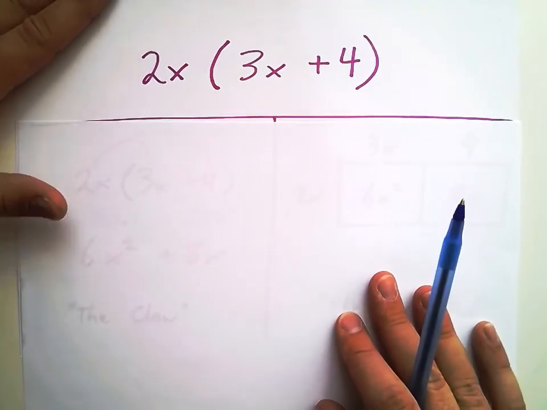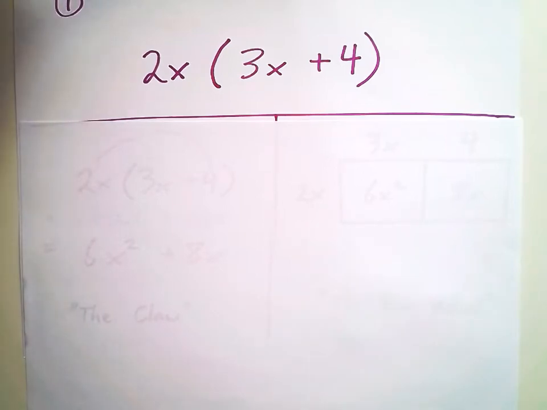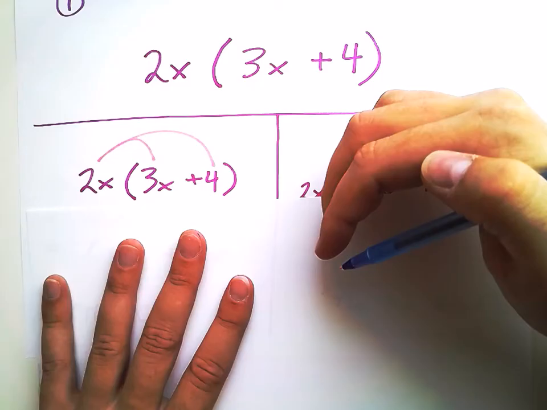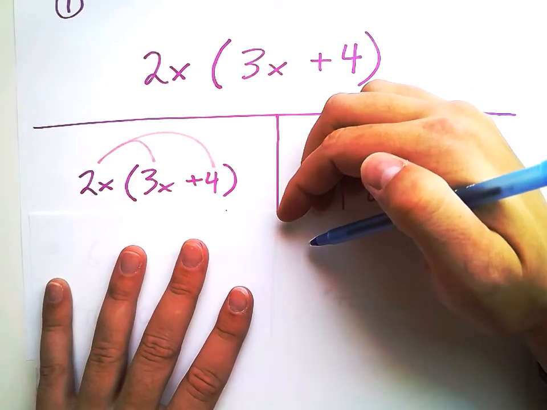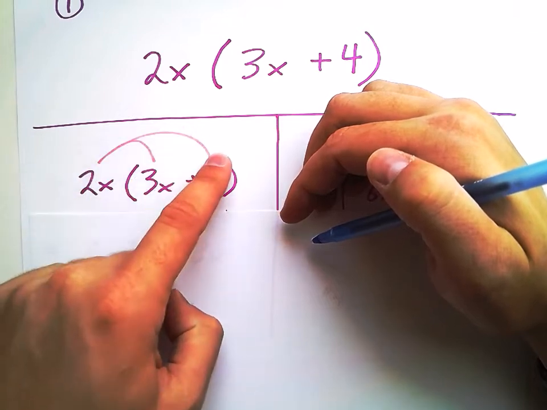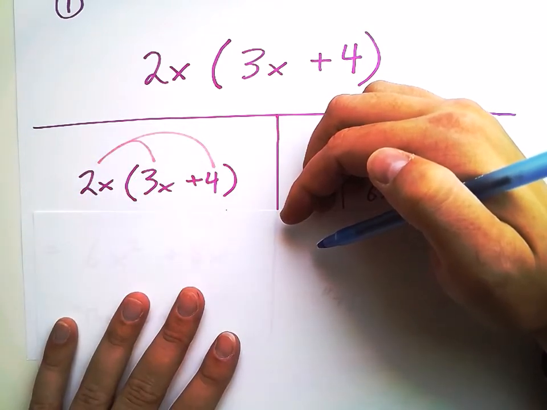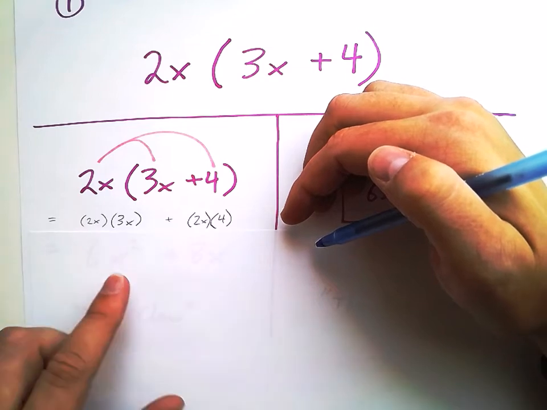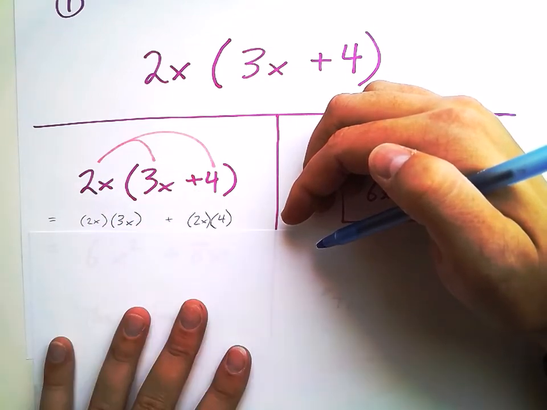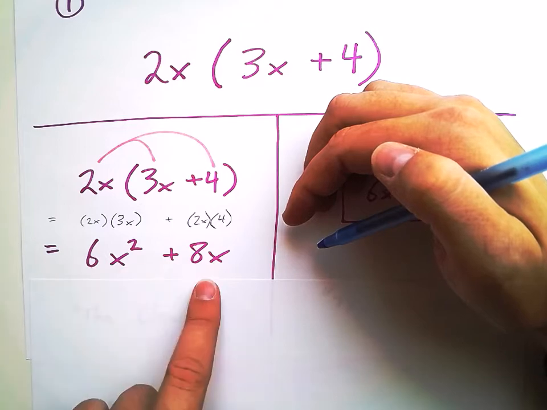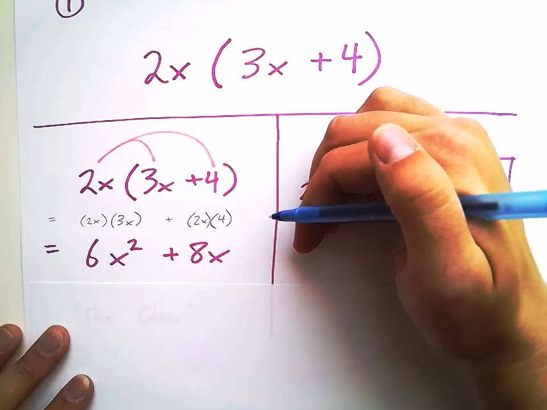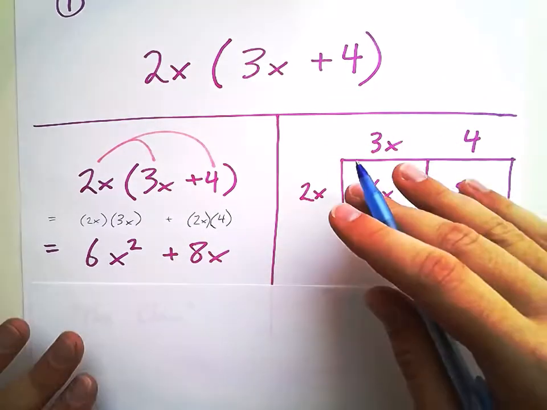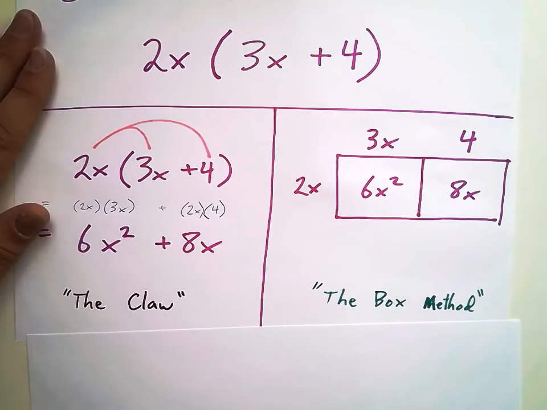And then I'm going to show you two ways that you could do it, and you can write in your box whichever way makes more sense to you, all right? So, first way over here is showing the distributive property this way, okay? And 2x times 3x, and then 2x times 4, that will get you 6x squared, that will get you 8x, and that's your answer. That method we're going to call the claw, all right?